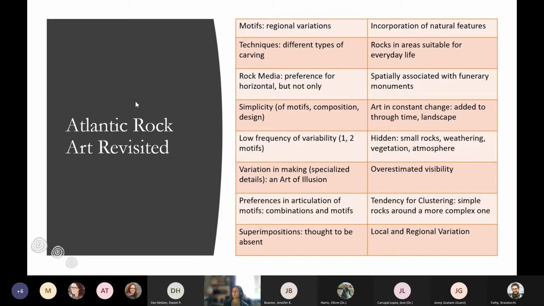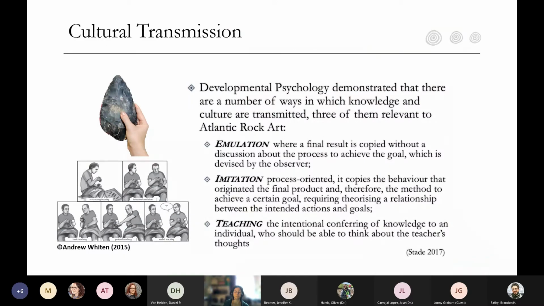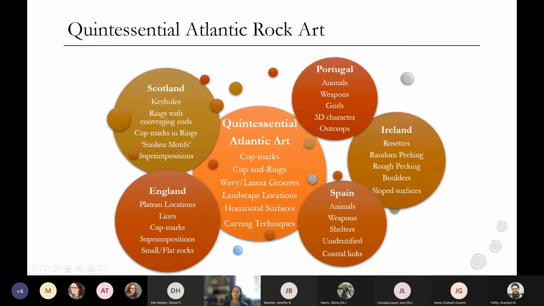And I'm really running out of time, and I had so much more to say. So I'm just going to move on to this idea of cultural transmission. Well, actually, I'm going to move back a second, because what started to emerge was that there was this group of characteristics that were possibly traveled in an initial phase and were possibly taken to the different places in Atlantic Europe. And then the tradition itself started developing locally, probably due to different preferences or specific values and beliefs that were intrinsic to the people that were adopting this rock art.